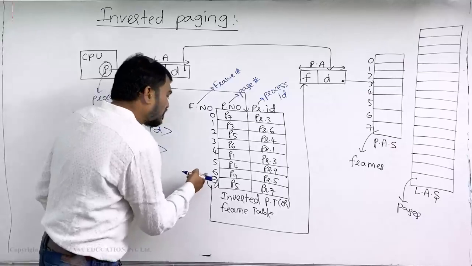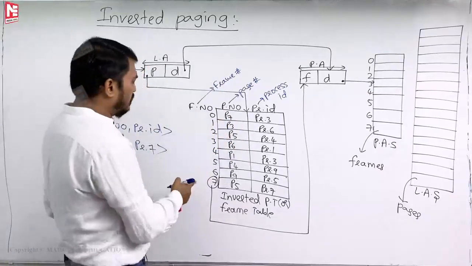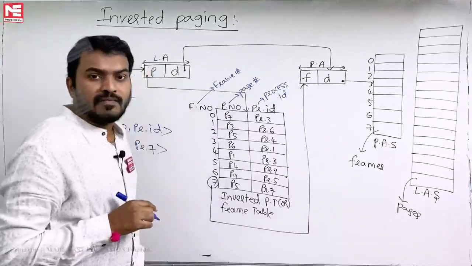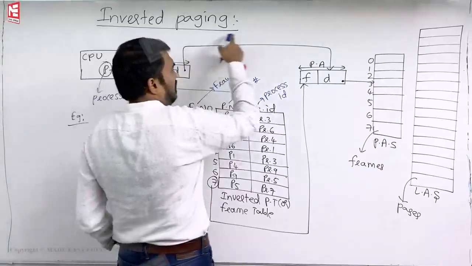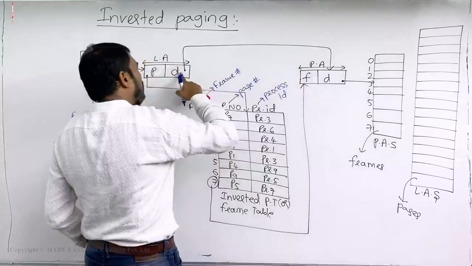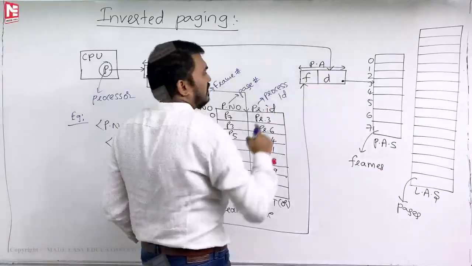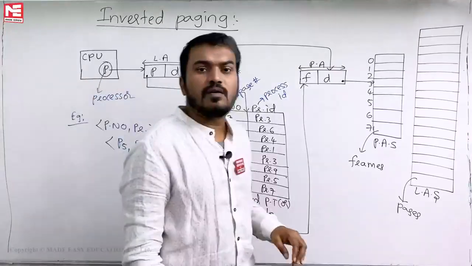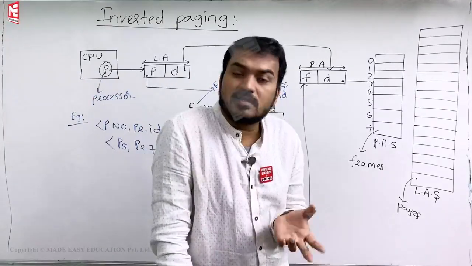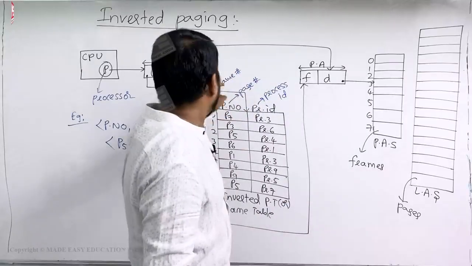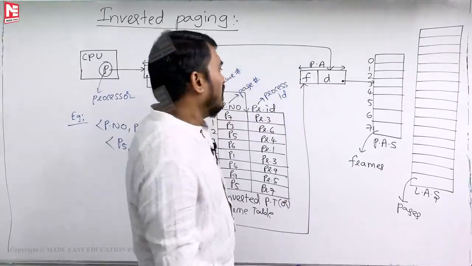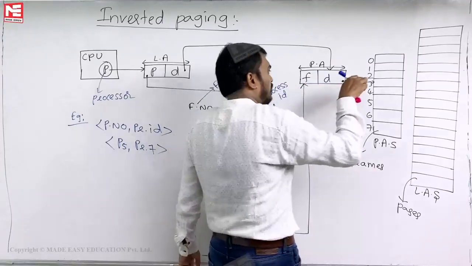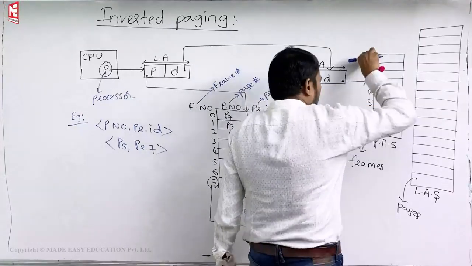Once you get the frame number, you make the physical address. You take the frame number, and whatever D you have in the logical address, you copy the same D from the logical address to the physical address, because page size is the same as frame size. So, with the help of this frame number, you go to the respective frame in the PAS.